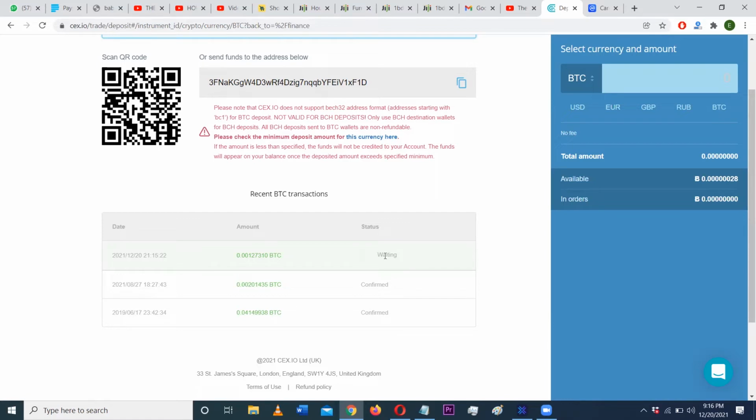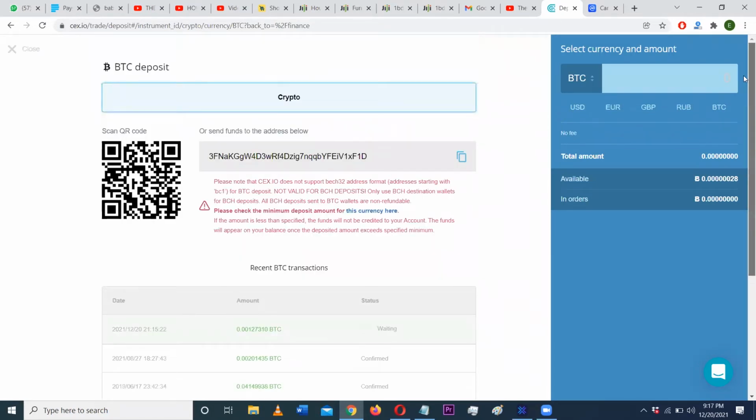This one is waiting. So cex.io actually keeps track of every single currency. You can see just 3 transactions because these are the Bitcoin transactions. If I go to, let's say, Cardano or Ripple or any other currency that I've ever sent to this exchange, you see my most recent deposits, right? So yes, it says waiting.